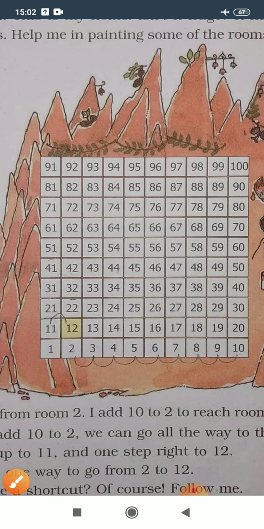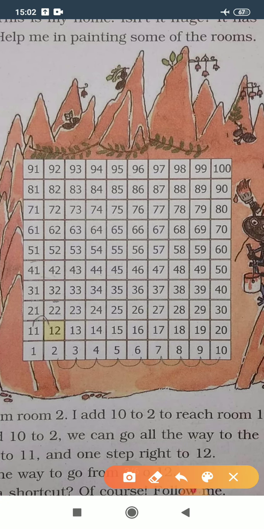Or we can calculate by jumping one by one on these rooms until we reach 24. So let's see, 14 to 15, 1 2 3 4 5 6, after 20, 21, 7 8 9 and 10. So from 14 to 24, 10 jumps have been taken. So we need to color the room 24 yellow.